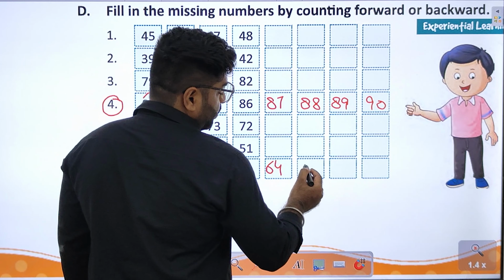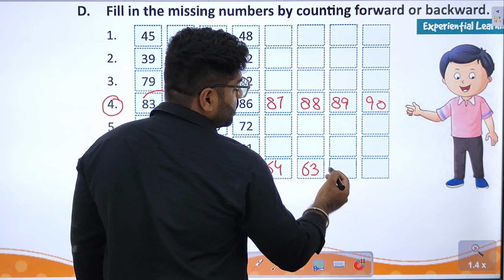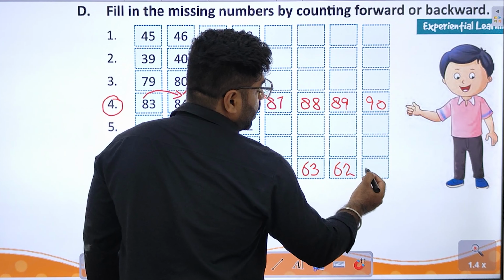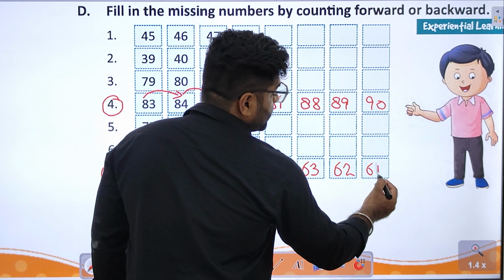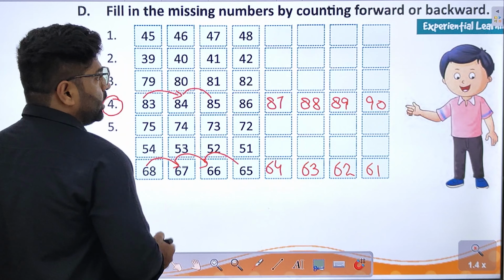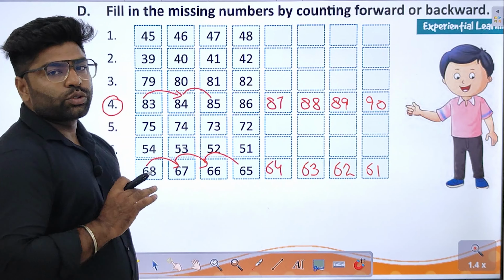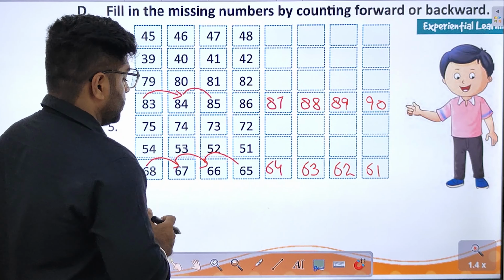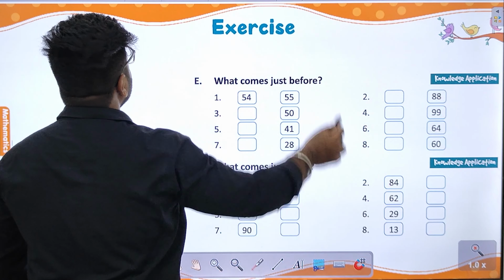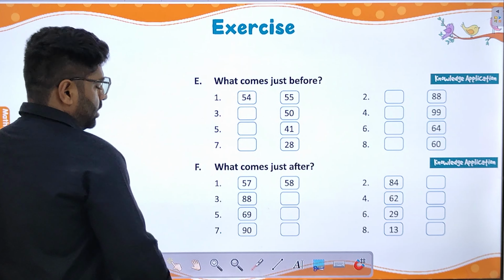So before 64, we are having 63. Before 63, we are having 62. And before 62, we are having 61. So in this way, you have to complete this question. I hope this is clear. Now move to our next part. That is question number E.